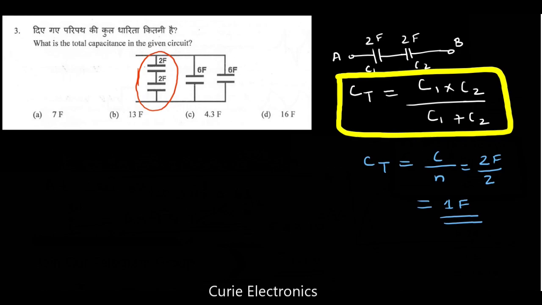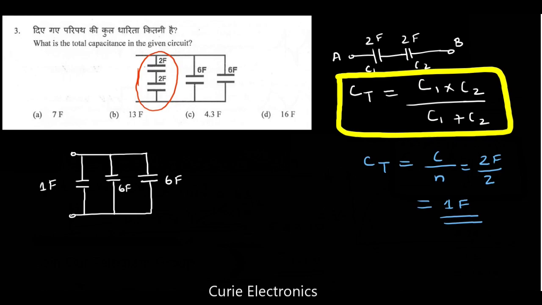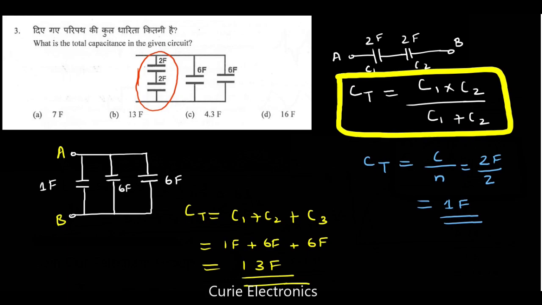Now we have 3 capacitors in parallel. 6 farad. Again we have one more 6 farad. Then we have our equivalent 1 farad. And now what is CT across A and B? Total CT is equal to C1 plus C2 plus C3 when capacitors are connected in parallel. So 1 farad plus 6 farad plus 6 farad. What is the answer? It comes to 13 farad. 13 farad is the answer. So option B is the answer.